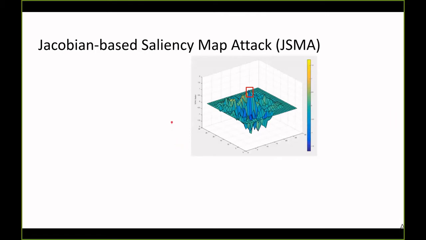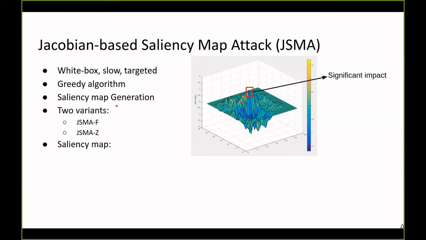Third is the Jacobian-based Saliency map attack, and this paper is basically derived from this attack. It's a white box, slow and targeted attack. It's a greedy algorithm, so we need to run it multiple times so that it does not get stuck at a suboptimal solution.